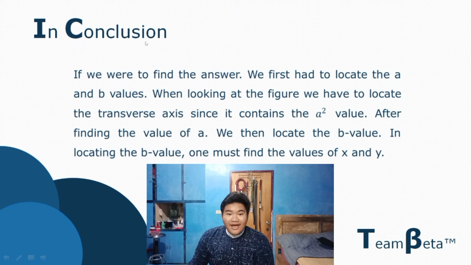In conclusion, if we were to find the answer, we first had to locate the a and b values. When looking at the figure, we have to locate the transverse axis since it contains the a squared value. After finding the value of a, we then locate the b value. In locating the b value, one must find the values of x and y.